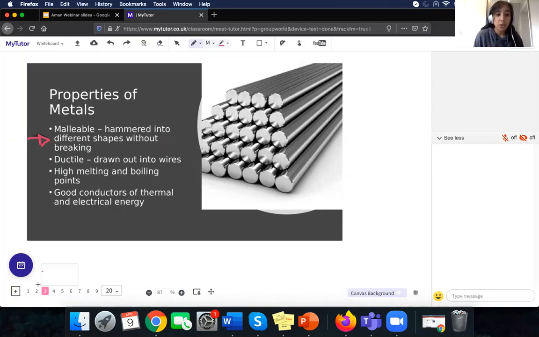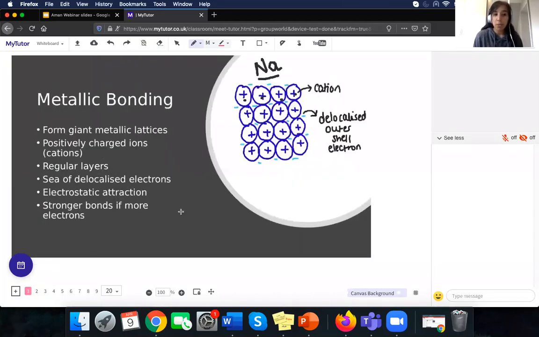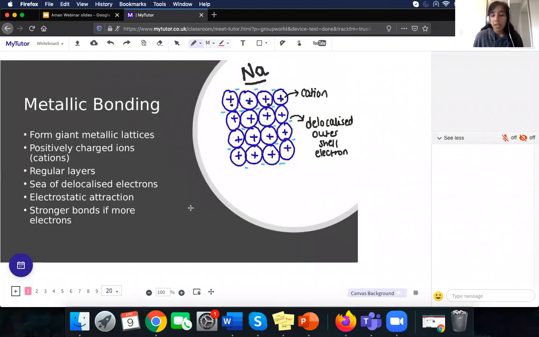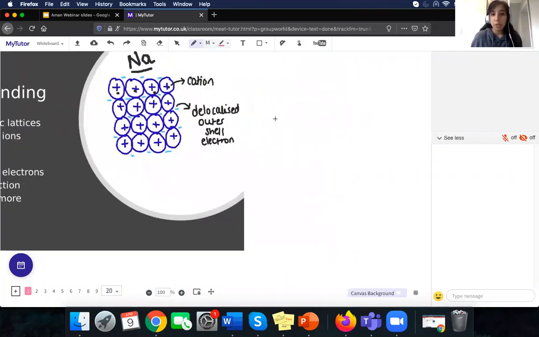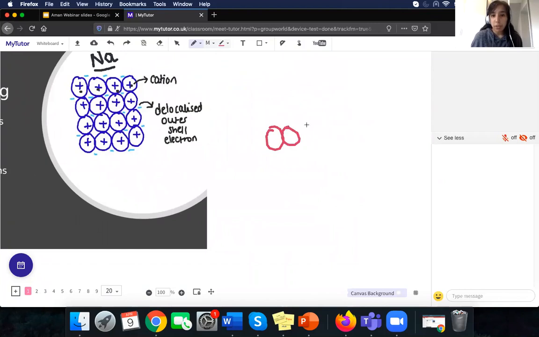So if we go back to our diagram, I've told you that malleable means that it can be hammered into different shapes without breaking. So why is that? Well, if we look at our diagram, we know that these regular layers of cations, because they've got these delocalized electrons in between the cations, can move over one another. And so if we imagine, I'm just going to draw the metal diagram again, just a smaller version.